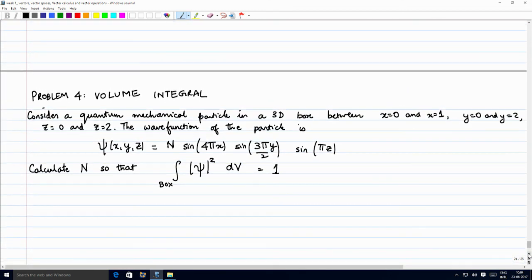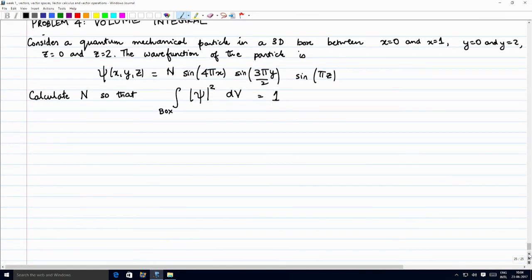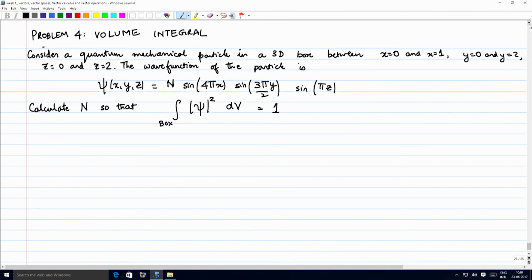Now, the last problem I will do is a multidimensional integral or a volume integral, and one very common place where this is seen is in quantum mechanics. So, we consider a quantum mechanical particle in a 3D box between x equal to 0 and x equal to 1, y equal to 0 and y equal to 2, z equal to 0 and z equal to 2. The wave function of the particle is given by this expression in some state. So, the particle is in some state and its wave function is given by this expression. So, what you are asked to do is to calculate n, so that this volume integral of psi square over the entire box that is defined by these quantities is equal to 1.